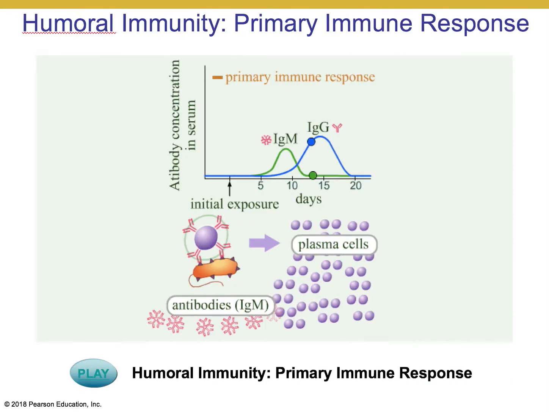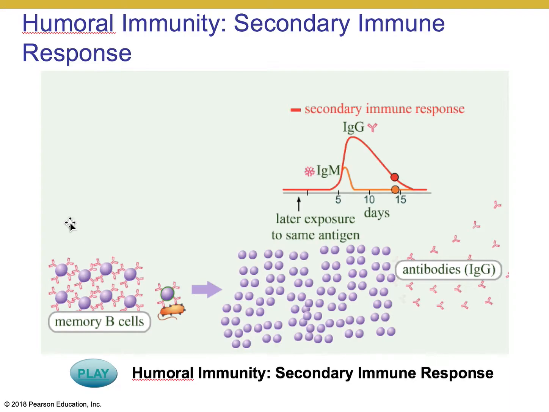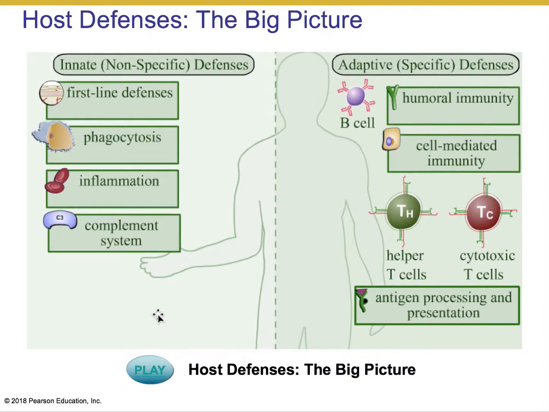There are still about two or three more of these animations that you can view. One on the primary immune response to detail that a little bit better, and one on the secondary immune response. And then we'll end with the big picture. So go ahead and look at this one as well, and hopefully that will help tie together and provide a summary of what we've covered in lecture the last couple of days.